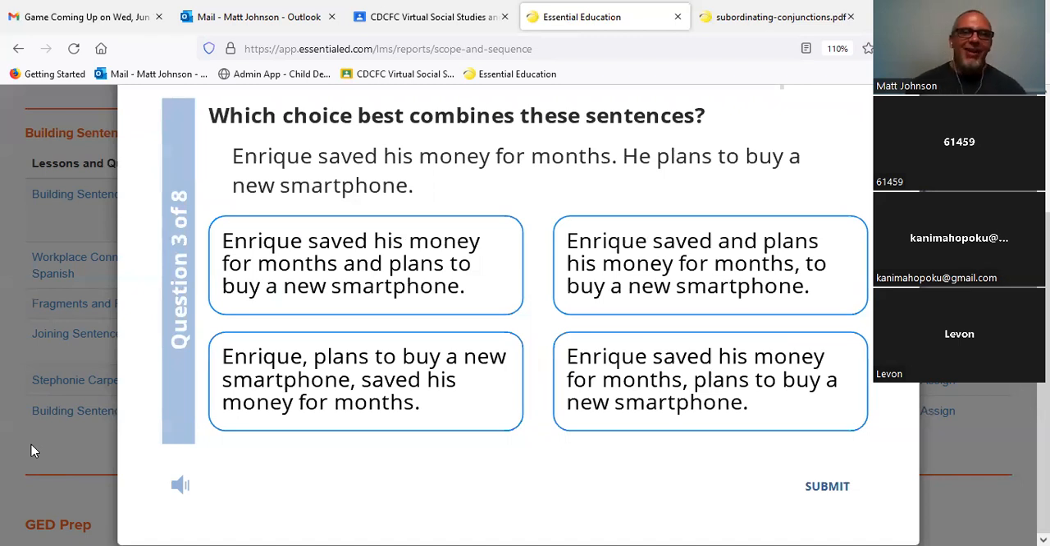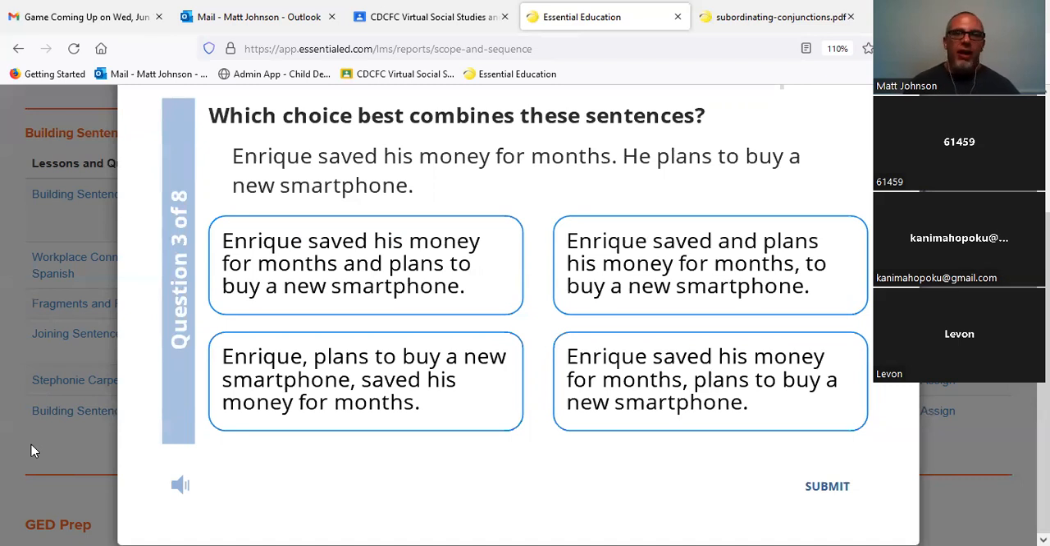Okay. Enrique saved his money for months. He plans to buy a new smartphone, right? So Enrique's been saving money for months. What's he going to do with it? He plans to buy a new smartphone. So here we're going to make that one independent clause.